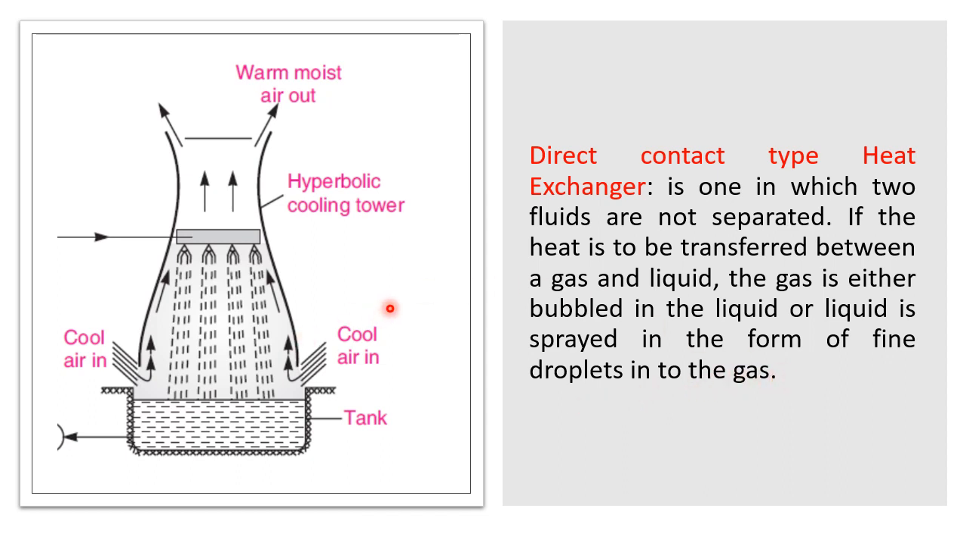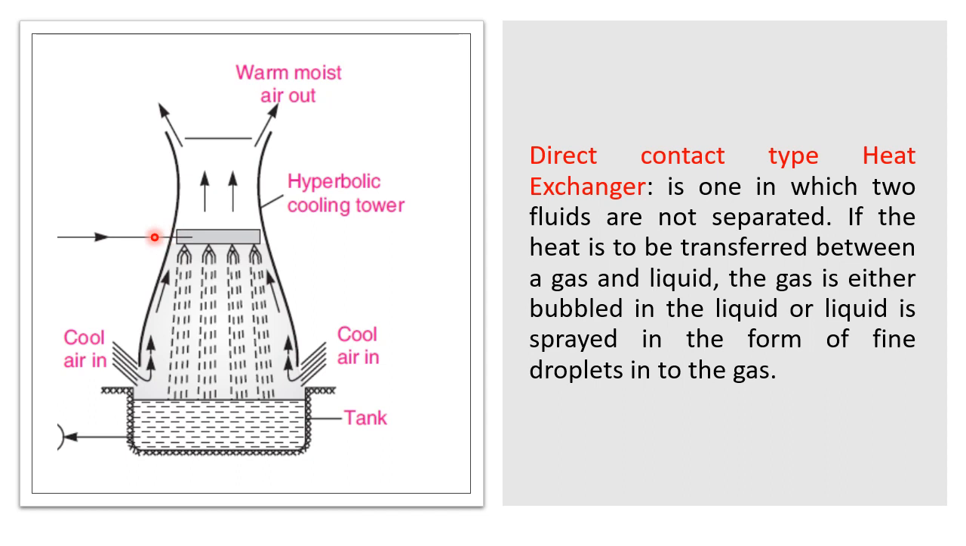So in this example, here the liquid is sprayed in the form of fine droplets into the gas. Gas, here we are treating it as the air. So this is the best example of the cooling tower which is used in the power plants. It is also used in the cogeneration section in the sugar industries.